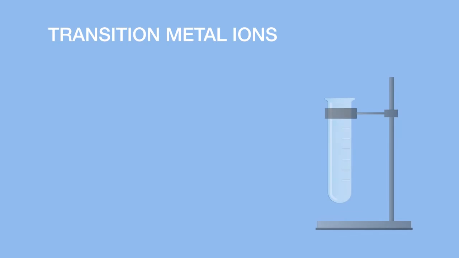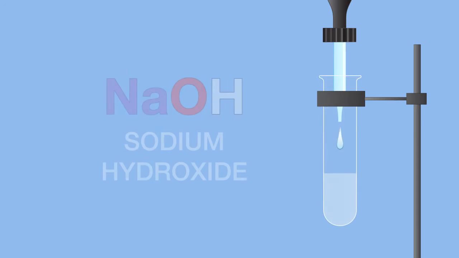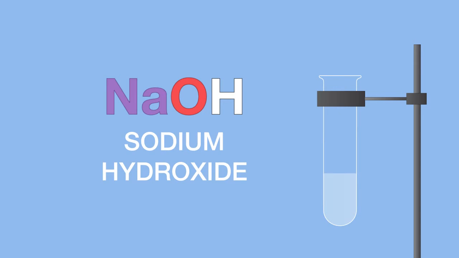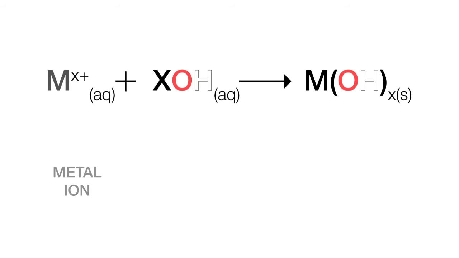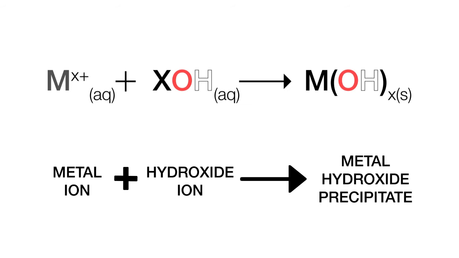To test for transition metal ions, we can add aqueous sodium hydroxide to the unknown solutions. The color of the metal hydroxide precipitate formed can help us determine the identity of the transition metal ion. The general equation for the reaction is: metal ion plus hydroxide ion gives a metal hydroxide precipitate.